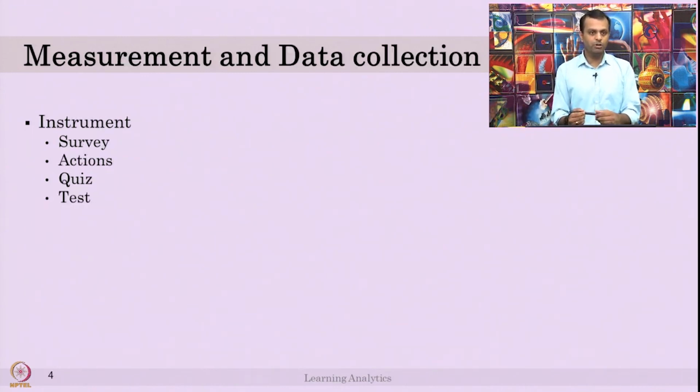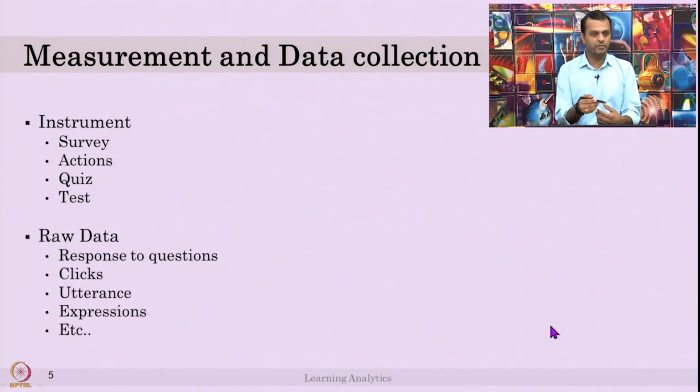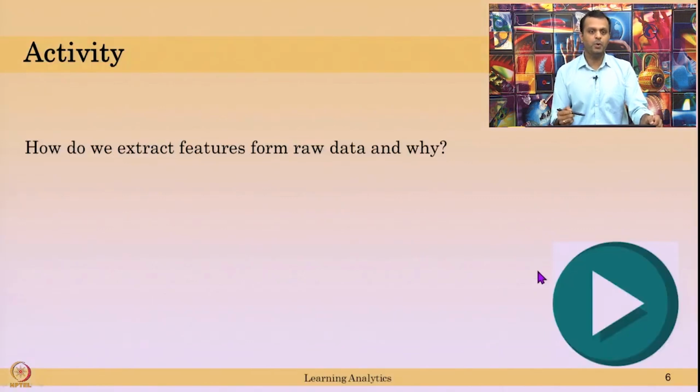What we talked about is that in these environments we might collect data from different instruments like surveys, clickstream data, quizzes, and test performance. These are all raw data, like responses to questions, clicks, utterances, or facial expressions. So think for a minute: how do you extract features from this raw data, and why are we doing that? That is very key and important.